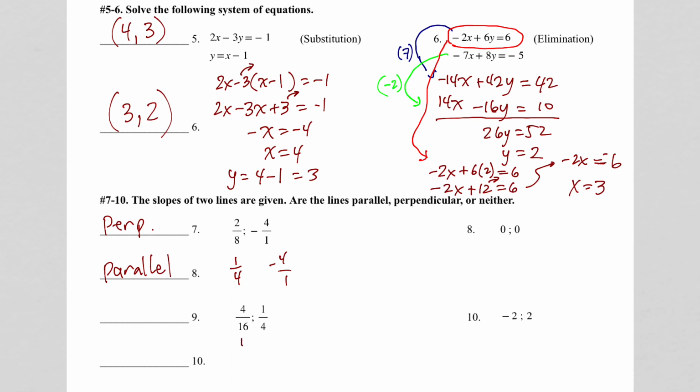This here reduces to 1/4. This is 1/4. Those are the same, so these are parallel. These are opposites, but they're not reciprocals. So they're not identical, so they're not parallel, and they're not opposite reciprocals, so they're not perpendicular, so these are neither.